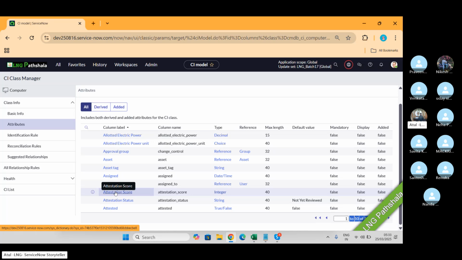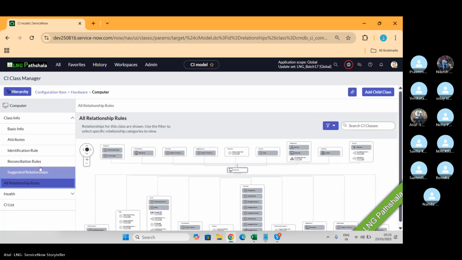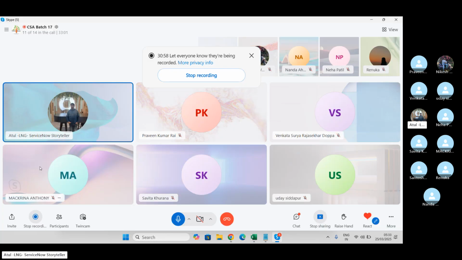And every computer class has some relationship. The best example I gave for this relationship is that when a girl gets married, before marriage she was a daughter. As soon as she gets married, she becomes a daughter-in-law.